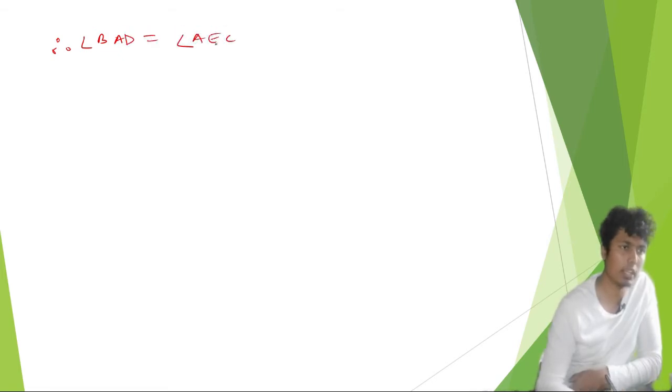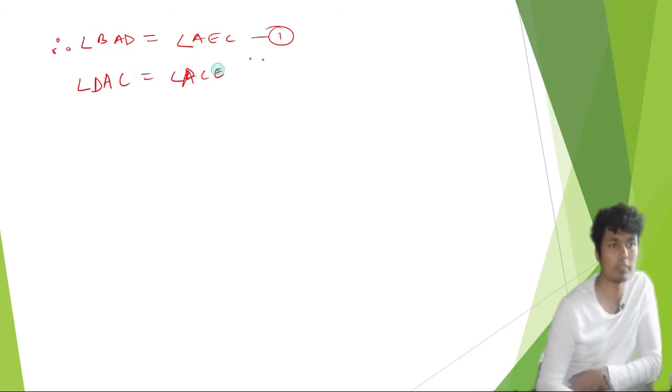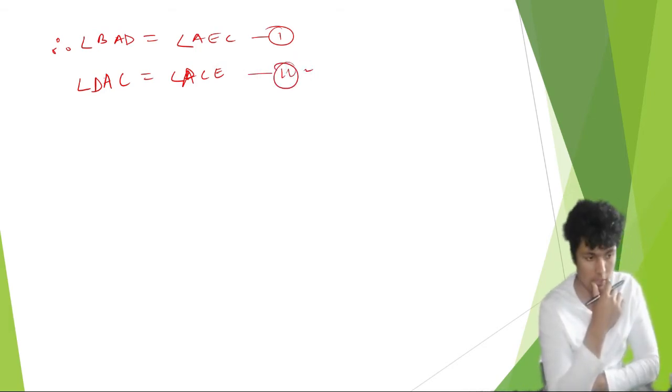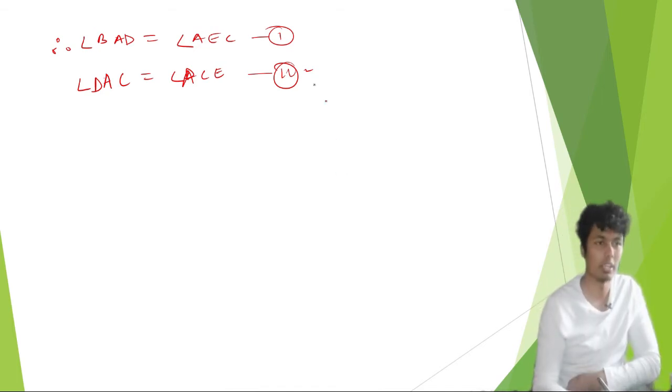So we have written already: angle BAD is equal to angle AEC. This was 1. And another, angle DAC is equal to angle ACE. This is 2. Now we have written both the equations. This can be given 2 and this can be given 3.